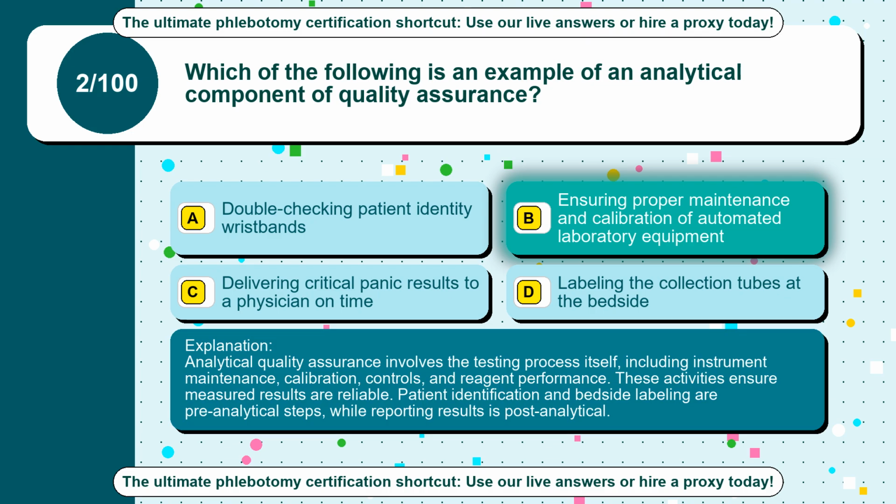Analytical quality assurance involves the testing process itself, including instrument maintenance, calibration, controls, and reagent performance. These activities ensure measured results are reliable. Patient identification and bedside labeling are pre-analytical steps, while reporting results is post-analytical.